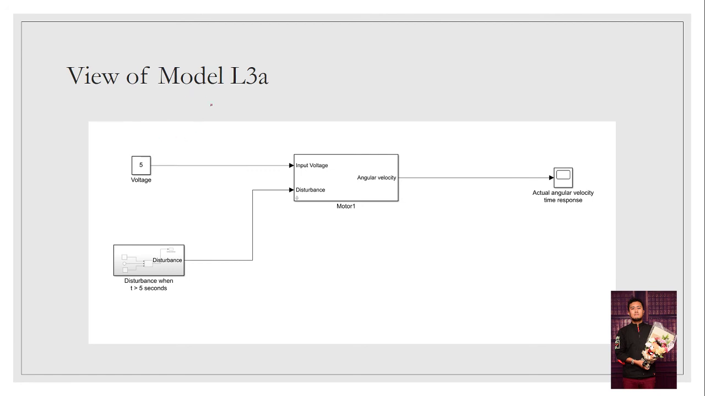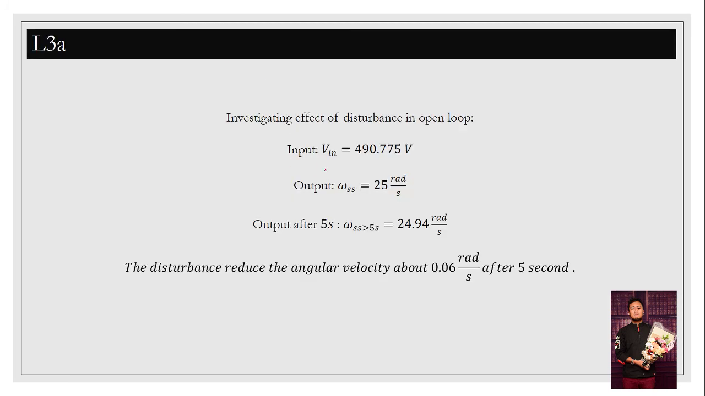So we have the model L3A here. It's the same as model L1, but the addition of disturbance is there. The disturbance starts when t is greater than 5 seconds. So when we input the voltage in 490.775, the output initially was 25 radian per second, the same as model L1, but after 5 seconds the angular velocity reduced to 24.94 radian per second. We can say that the disturbance reduced the angular velocity about 0.06 radian per second after 5 seconds, because of the disturbance present.